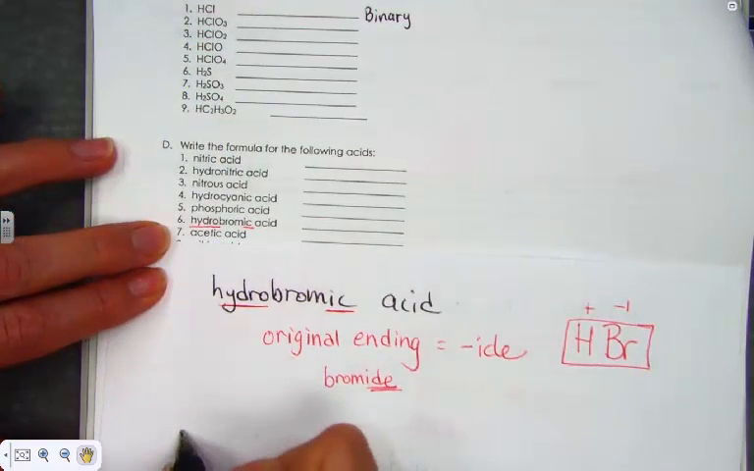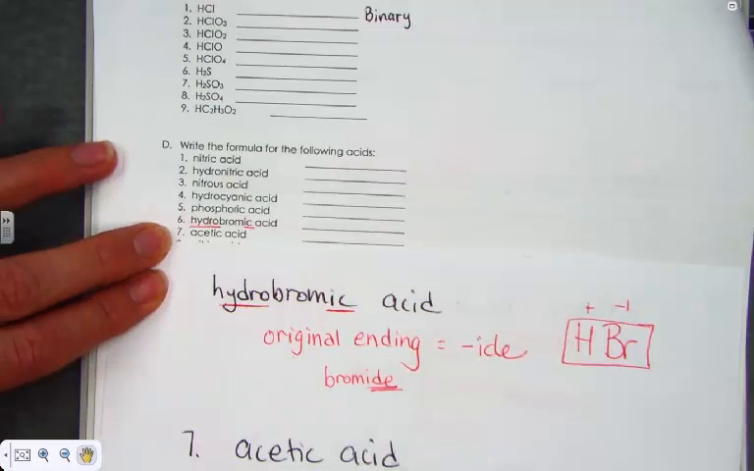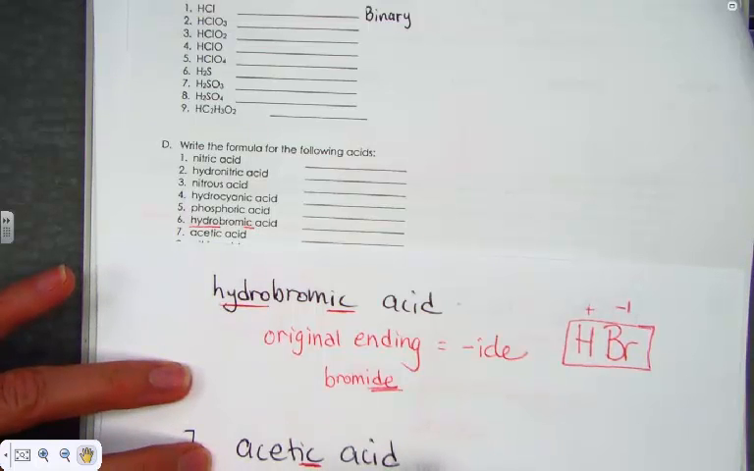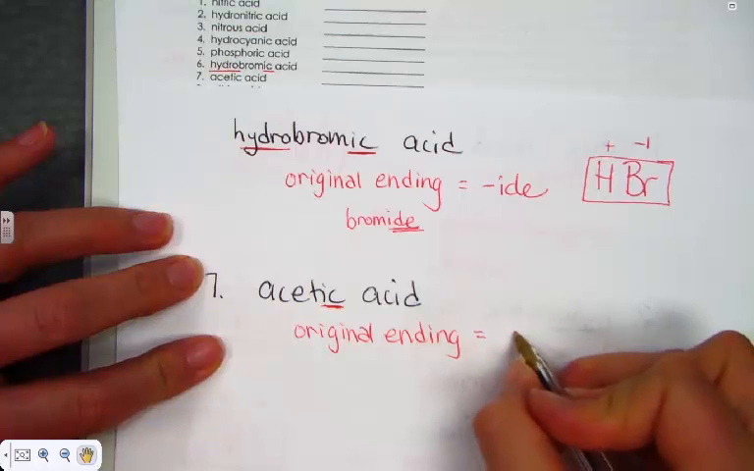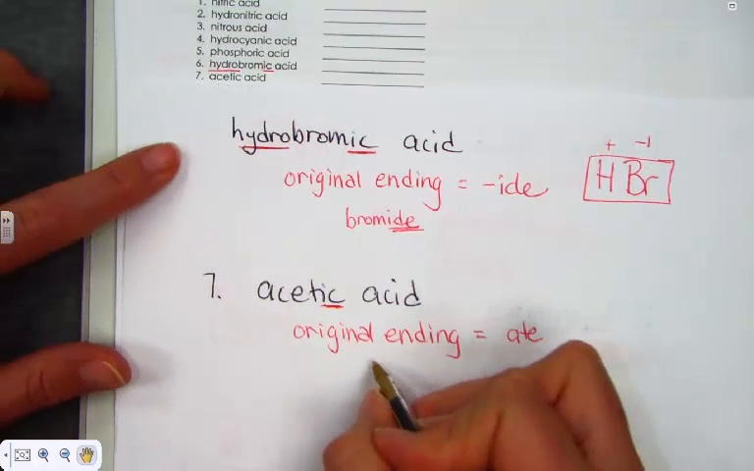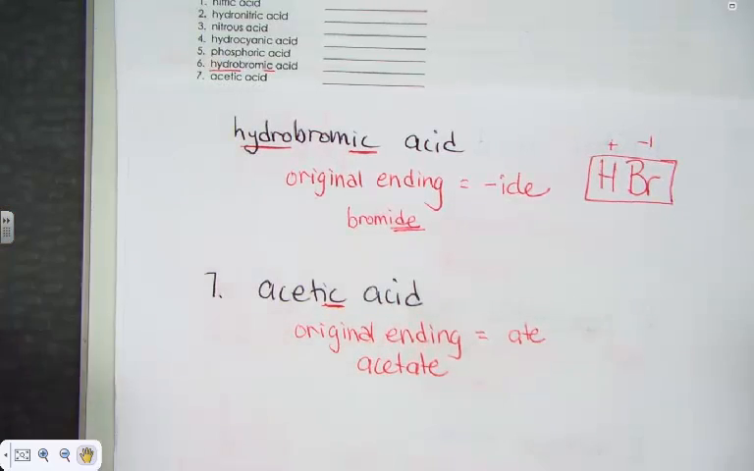Number 7, acetic acid. It's commonly called vinegar. Acetic acid. I just see the ic, no hydro in front. So what was the original ending? Well, the original ending of ic must have been ate. Ic comes from ate. We need to find the polyatomic ion called acetate.